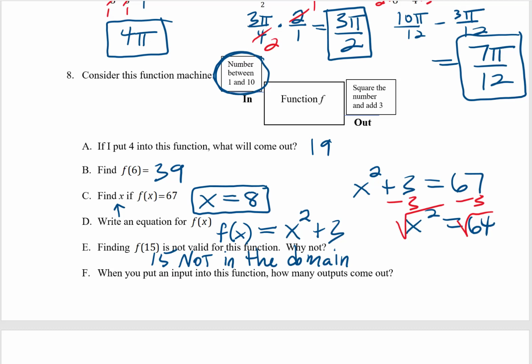Last question. No matter what input you put in, how many answers are you going to get? And the answer is you'll always get simply one output. When we stuck 4 in, we got 19. If we stick 4 in again, we'll still get 19. Every time you put in an input, you get one answer for the output.